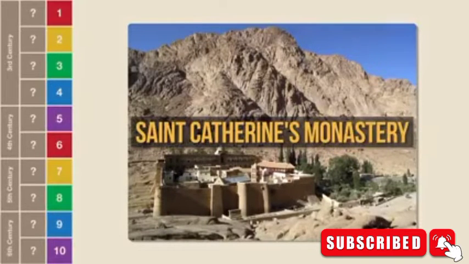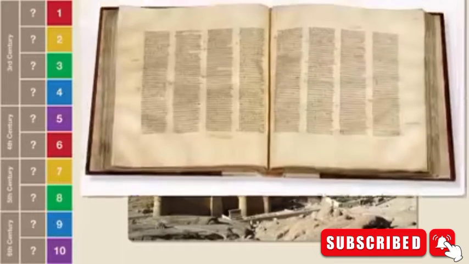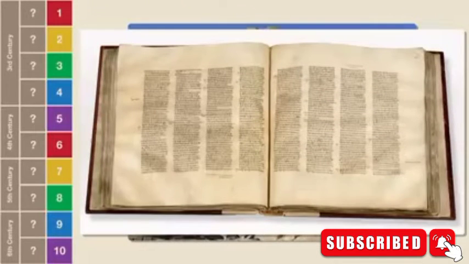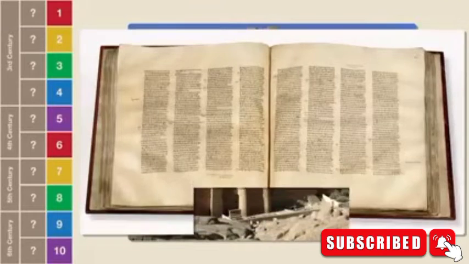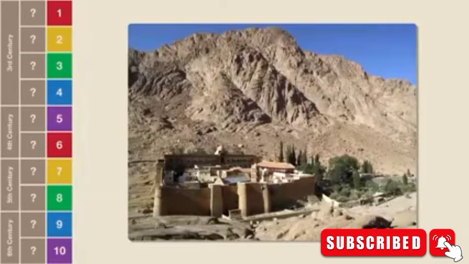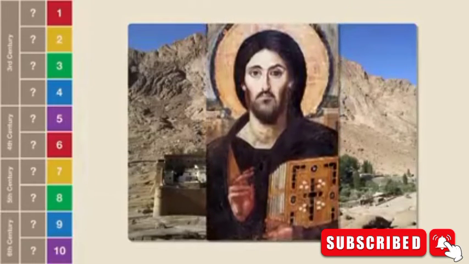This is also the monastery where the Codex Sinaiticus was found, which I discussed in my video about the oldest Bible manuscripts. However, I mention it now because it also houses this image, considered to be one of the oldest Byzantine icons still in existence, dating to around 550 CE.